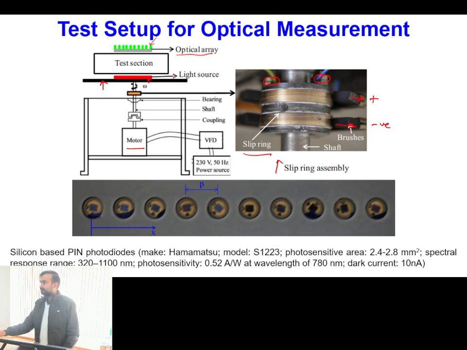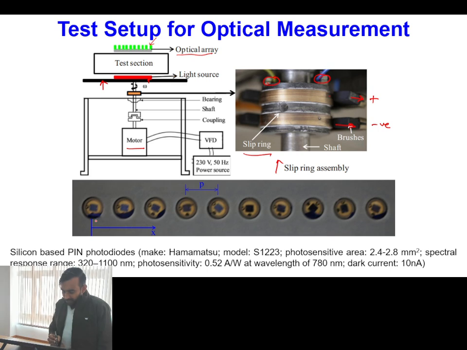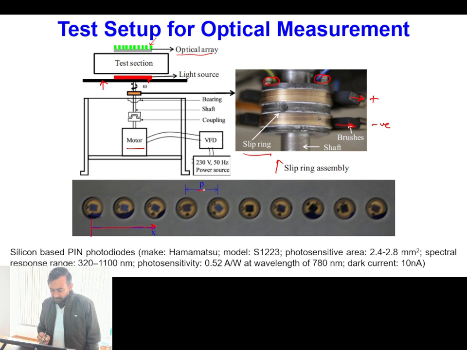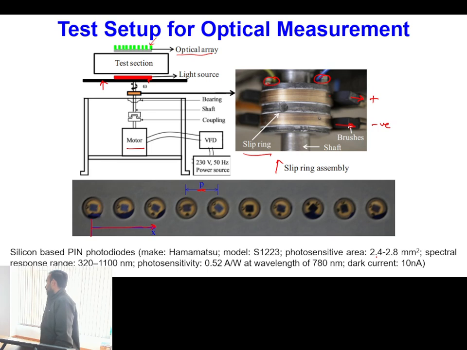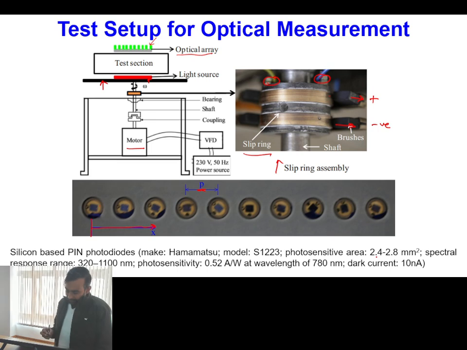Is this one clear? This is the photograph of this array. Here you can see the photodiodes have an inter-diode spacing represented by pitch P, and in total 10 diodes are used. So this is 1, 2, and likewise if you count the sequence, 10 diodes are placed in a linear arrangement. And these are the specifications of the photodiode.